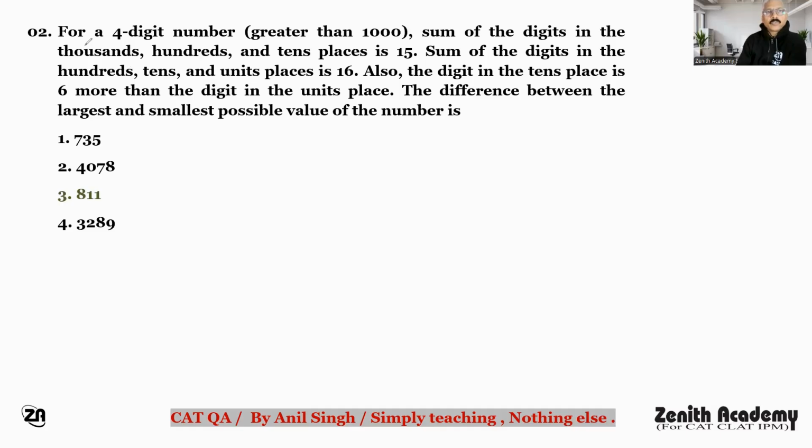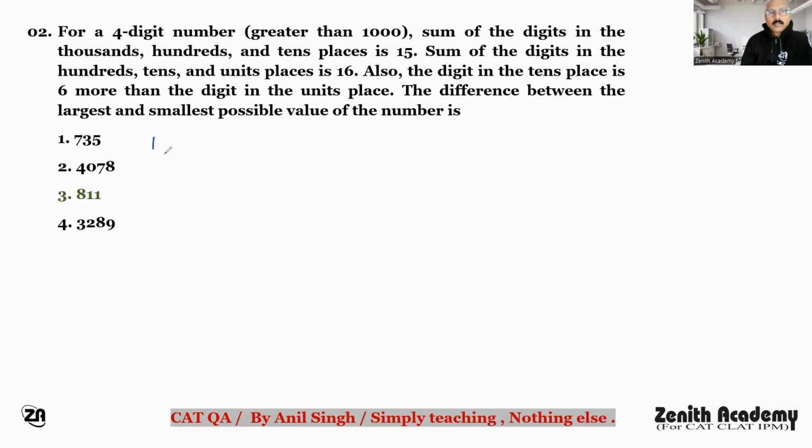Now see the next question. For a four-digit number greater than 1000, sum of the digits in the thousand, hundreds, and tens place is 15, and sum of the digits in the hundred, tens, and unit place is 16. Also, the digit in the tens place is 6 more than the digit in the unit place. The difference between the largest and the smallest possible value of the number.